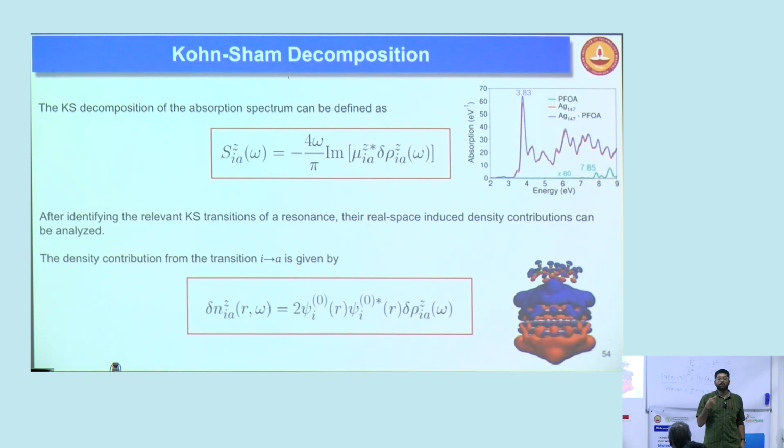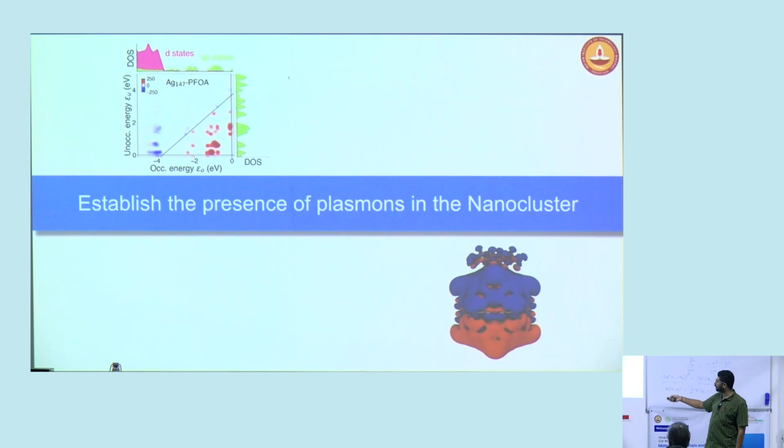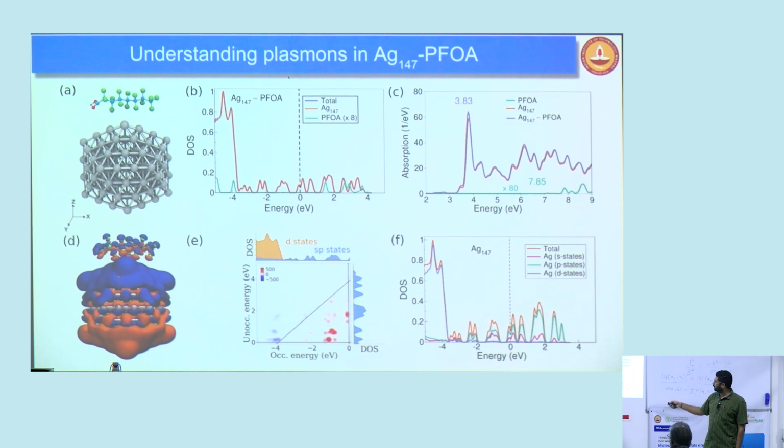This is one way to prove that my system contains the plasmon. If a plasmon is there, then there should be an oscillation of the charge densities, and that's what we have seen here. There is another way to establish it, which is through time. I will show you once. This is what is called the transition contribution map. This is an additional approach through which we can show this.